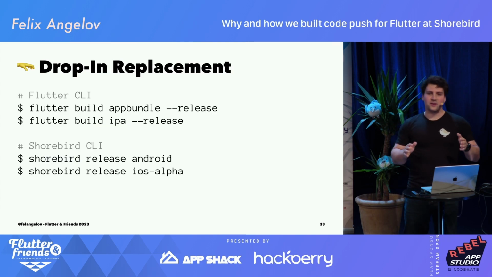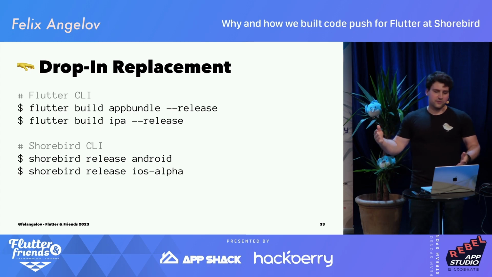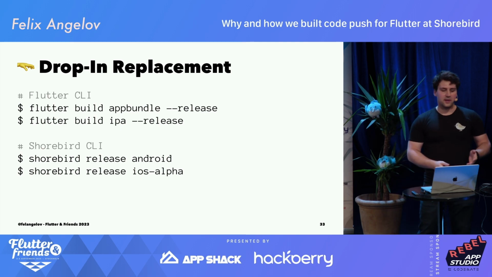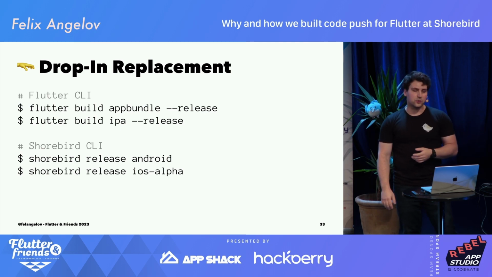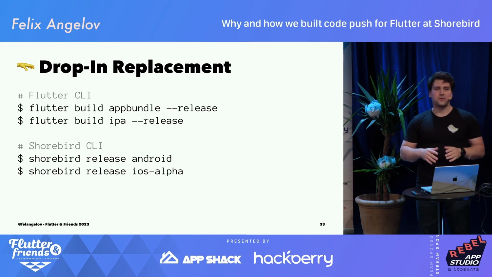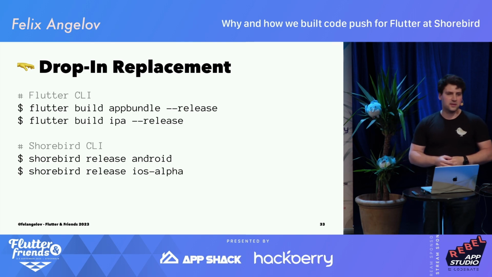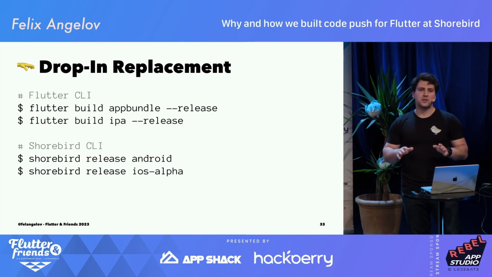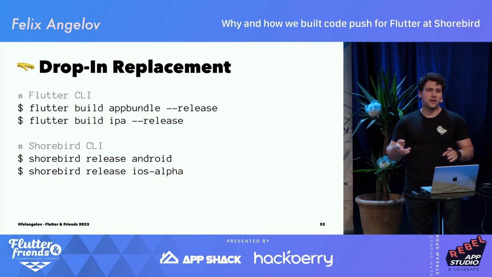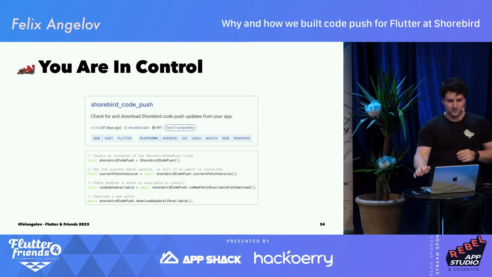And the reason for us doing it this way is so that at the end of the day, you can use Shorebird as a drop-in replacement for Flutter. So instead of running Flutter build app bundle or Flutter build IPA, you just run Shorebird release Android, Shorebird release iOS, and you don't have to change anything else. It's just a single build step. If you're running that in your CI, you change it in your CI. If you're running it locally, you just type that command instead, and you don't make any other changes to your project. You don't need to add a dependency to your pubspec. You don't need to annotate your code or do anything crazy. We wanted it to be as simple as possible to integrate.